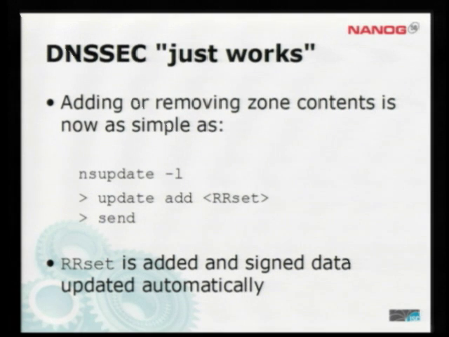Adding or removing zone contents is now as simple as nsupdate -l, hit return, update add test.com A, TTL, and all the other stuff. Hit return, send, hit return. It's automatically re-signed. You don't have to run sign zone. The serial number is automatically incremented. Life's good.